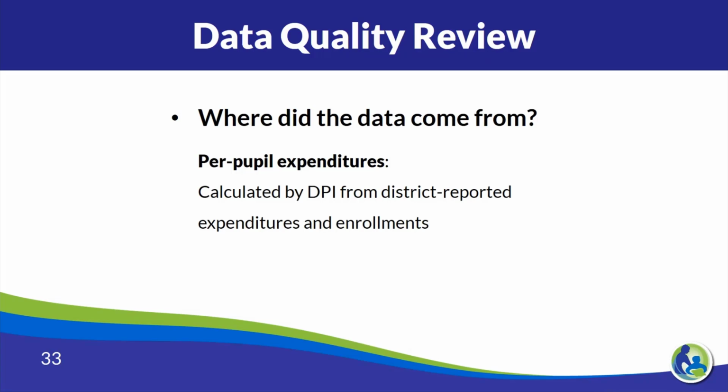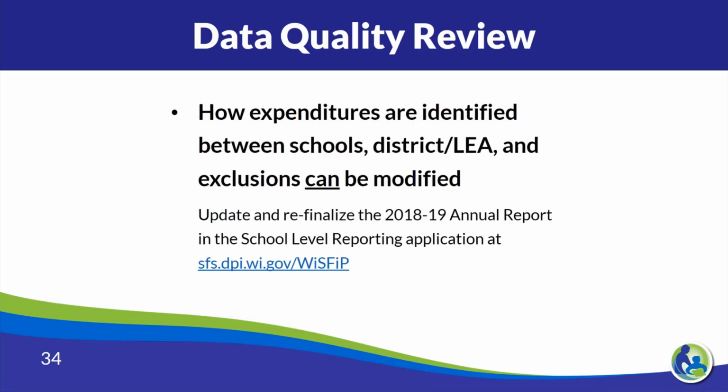Now, what we can and cannot look at through this data quality review: the first piece is how that total pot of dollars is split up among the schools, districts, and exclusions. That is something that can be modified if you discover in your data quality review that some of that seems out of whack. And that's something that your business office will be able to update and refinalize that report.